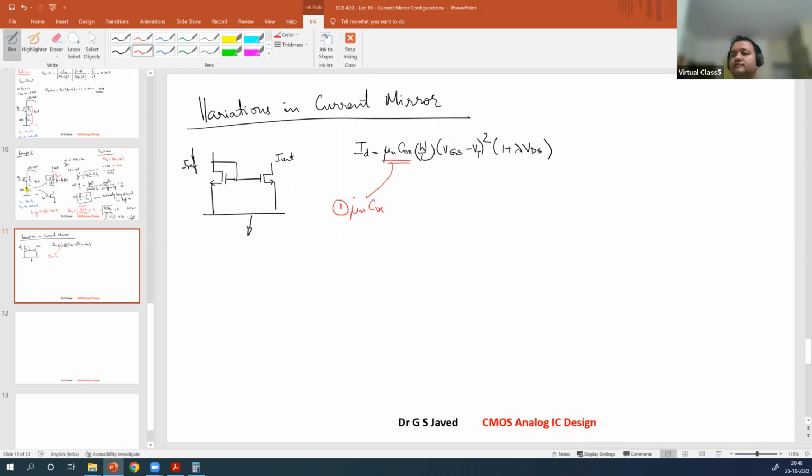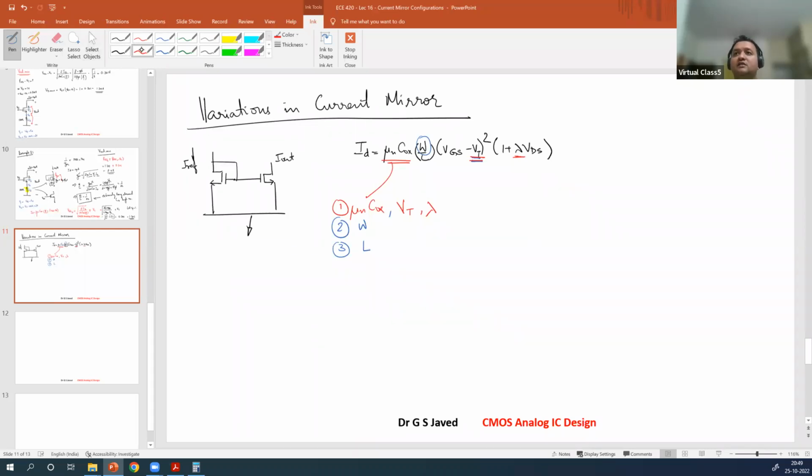Mu n, C ox. Then your geometry: W can vary, L can vary, right? Then along with your process comes VT, so VT of your device can vary. Mu n and C ox are your process content. Then because of the process, your channel length modulation will also vary. So you have at least 5 varying parameters.